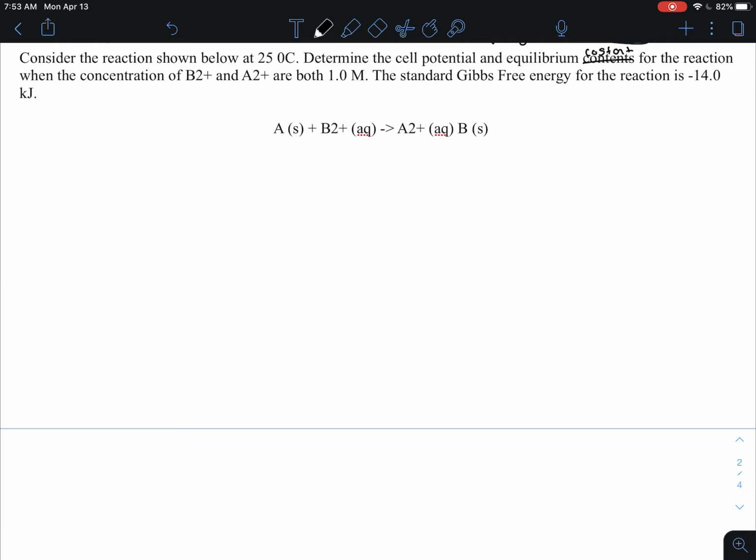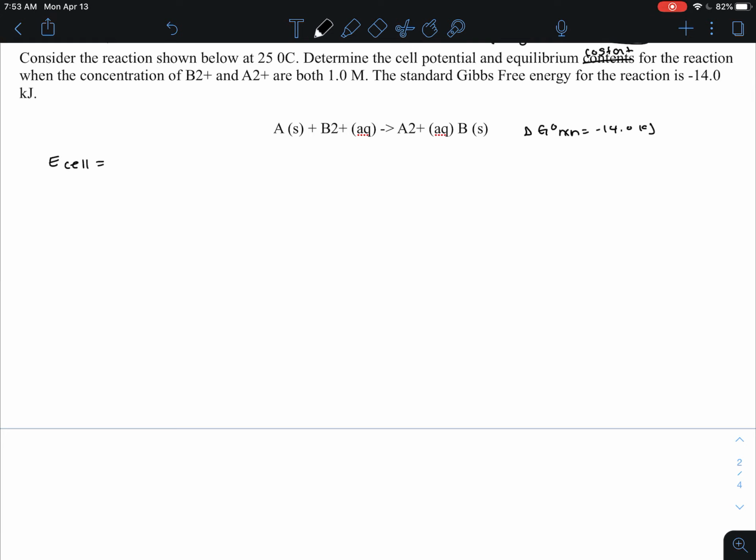For the reaction when the concentration of the ions are both 1 molar, the standard Gibbs free energy for the reaction is negative 14 kilojoules. So I'm just going to write it next to it. Awesome. So I want cell potential and I want my equilibrium constant. Well, how does everything relate?